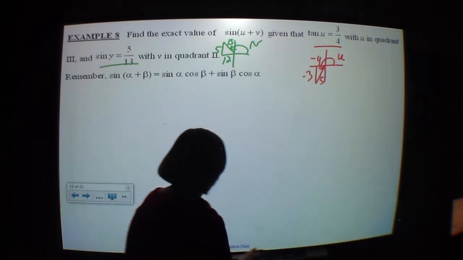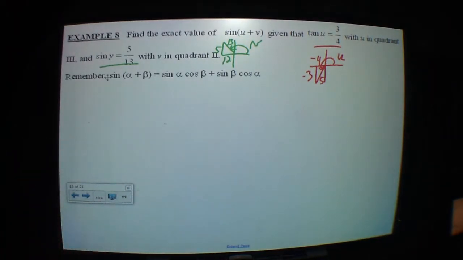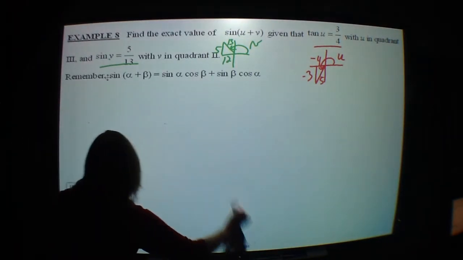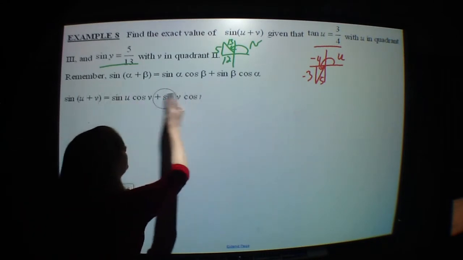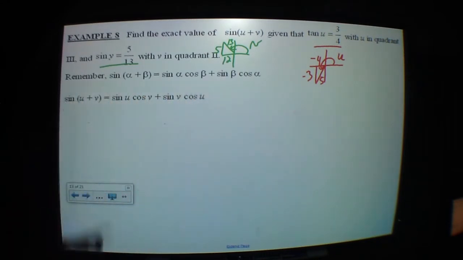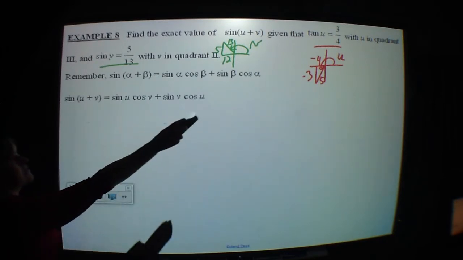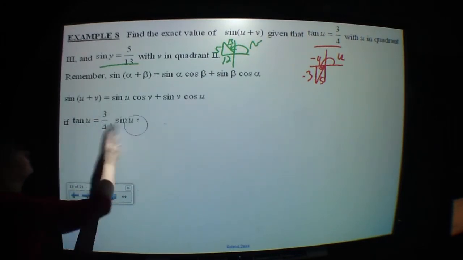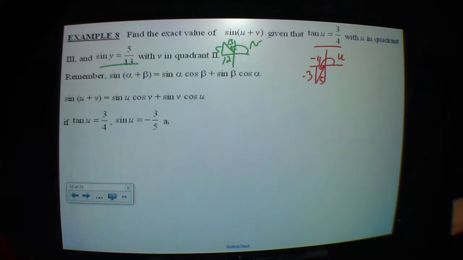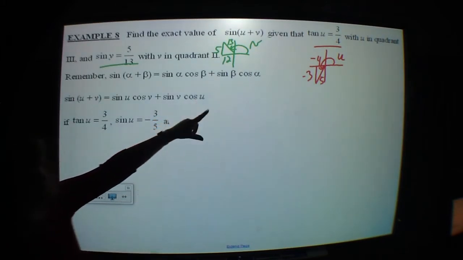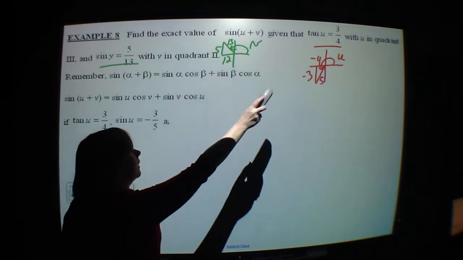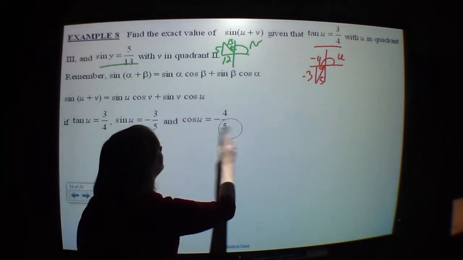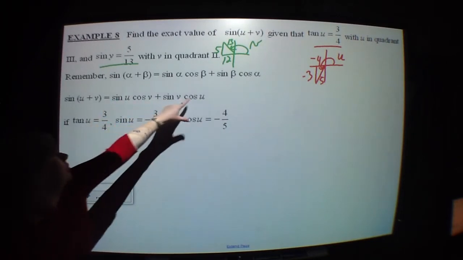u. Okay? So now all I have to do is substitute back in, with u's and v's instead of alphas and betas. So the sine of u is the red one. So sine is negative 3 over 5. And if I need cosine of u, this one right here is negative 4 over 5. So those are my u angles.